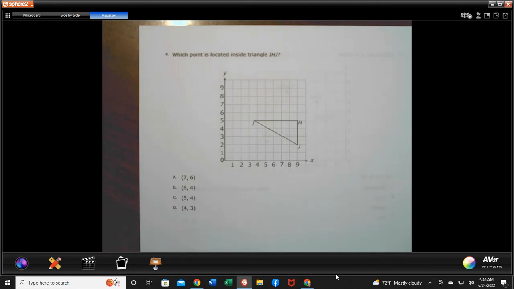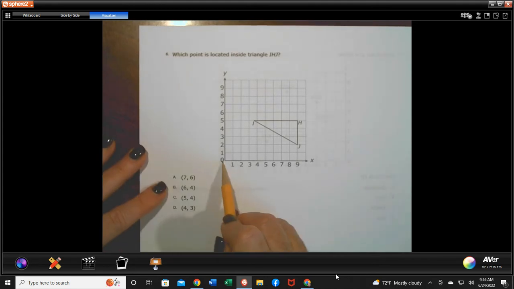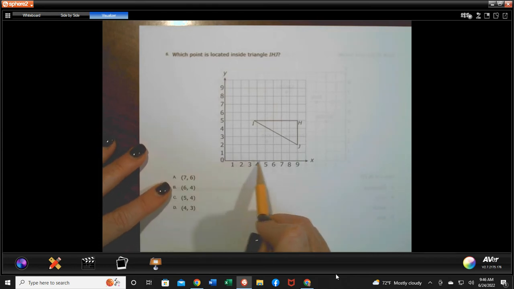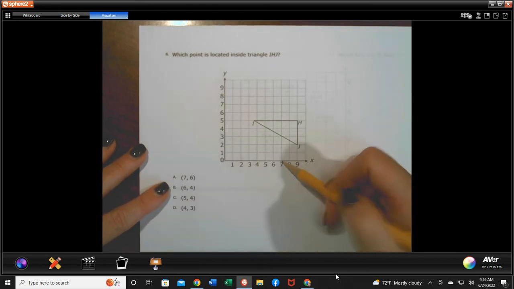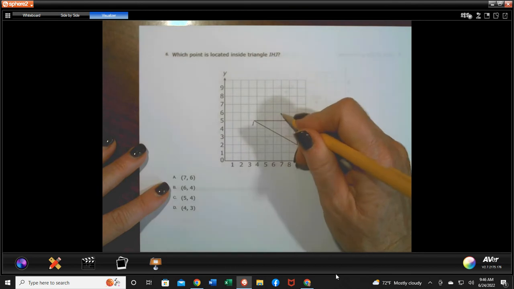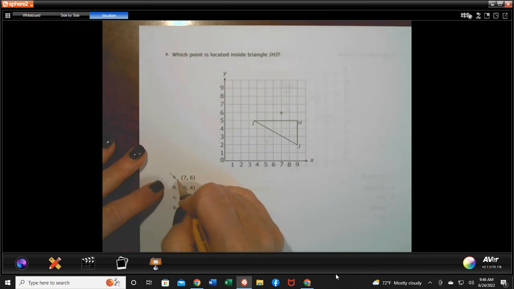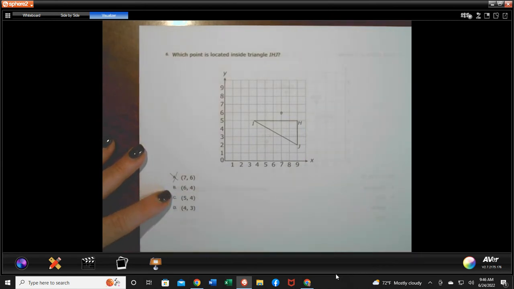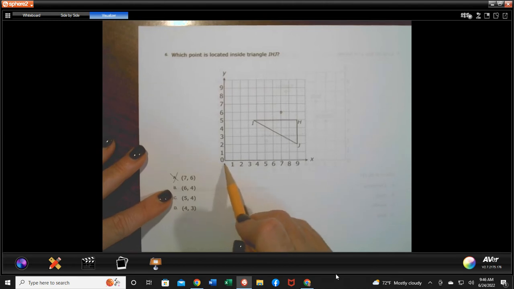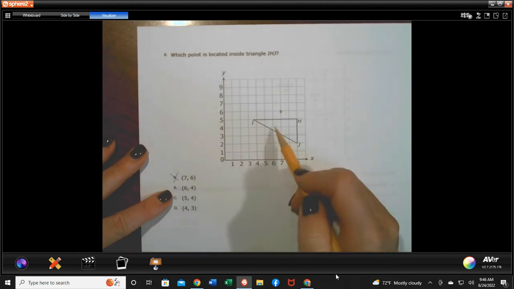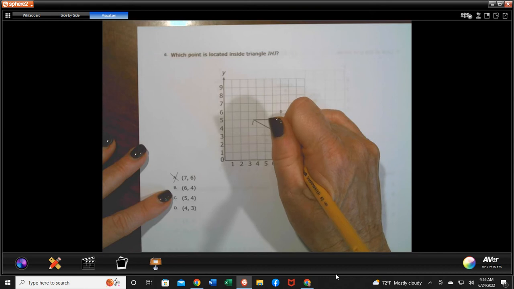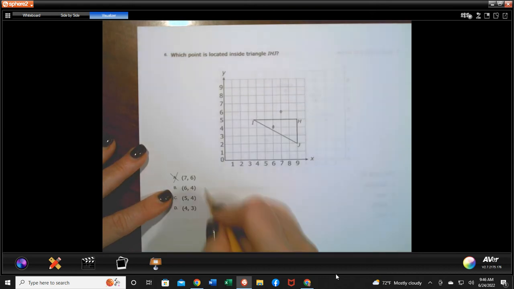So let's look at where 7, 6 is. We start at the origin. We go over on the x-axis to 7. We go up then to the 6. And this one cannot be our answer because 7, 6 is outside of the triangle. All right, let's try 6, 4. Back to the origin, over 6, up 4. This is right inside that triangle, so I'm thinking that's it.